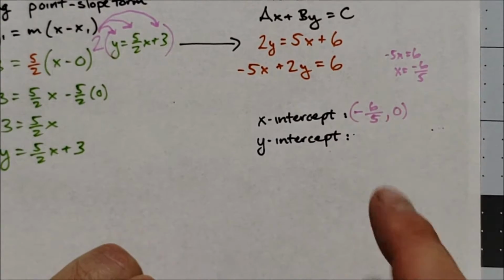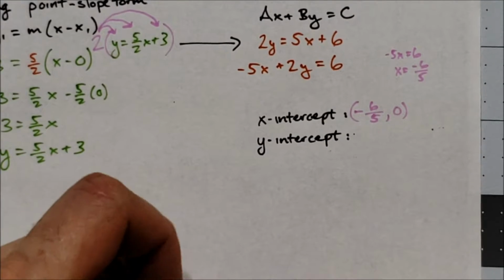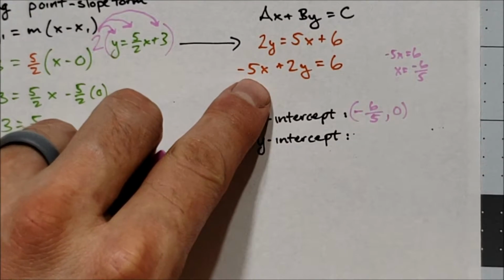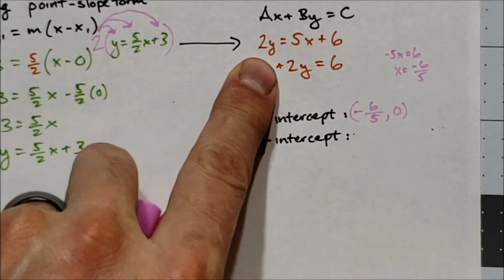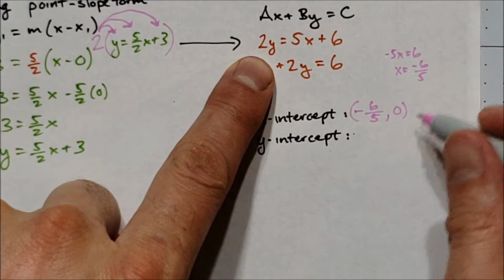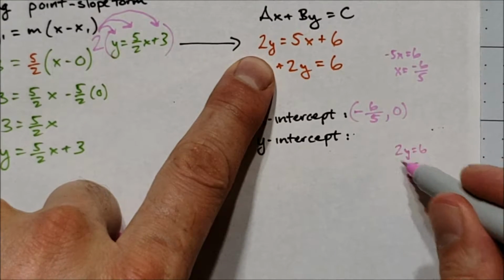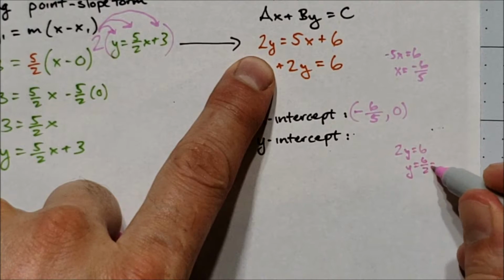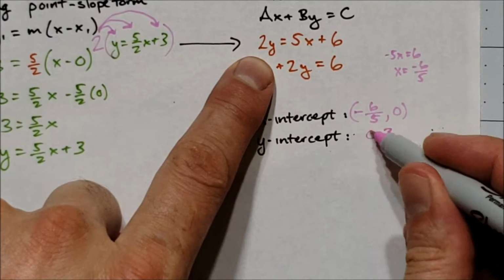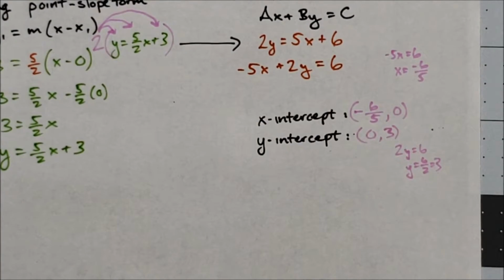The y-intercept, again, we're going to plug 0 in for x, because the y-axis is where x equals 0, and -5 times 0 is 0, so that term goes away. So we'll have 2y equals 6. Divide both sides by 2, 6 over 2, which is 3. So y is 3, and when x is 0, y is 3. So our y-intercept is (0, 3).